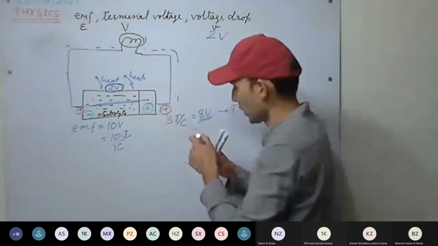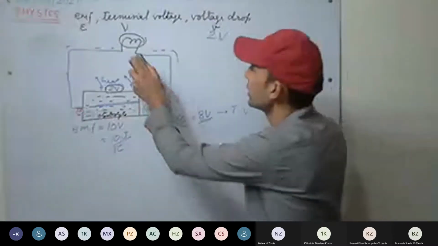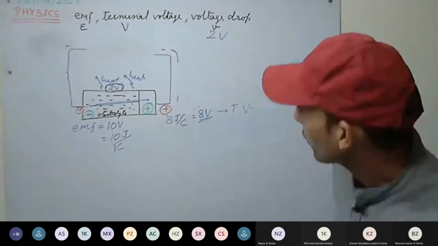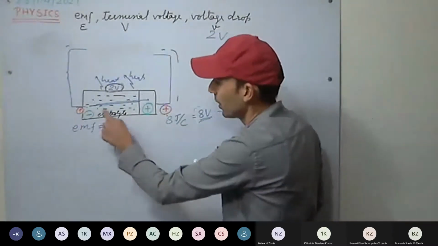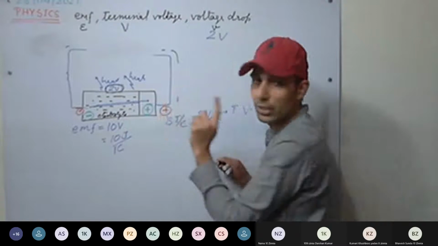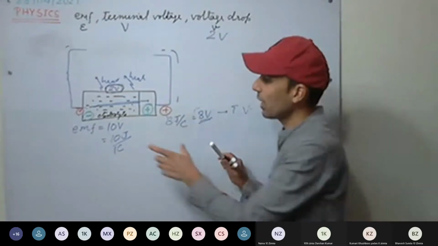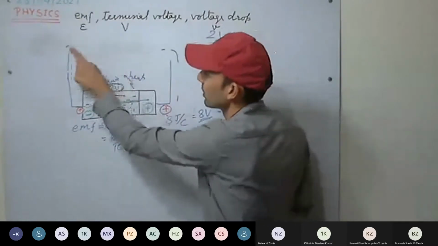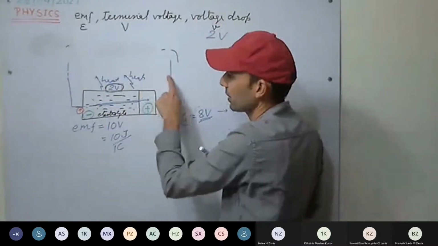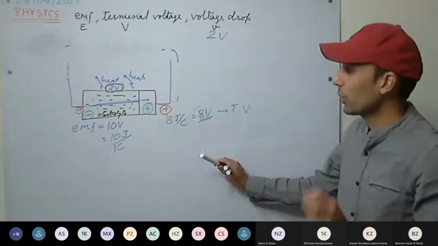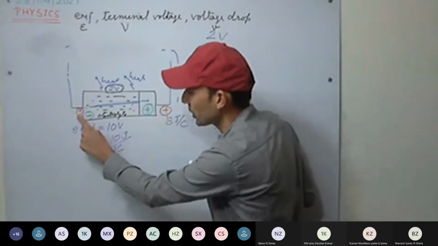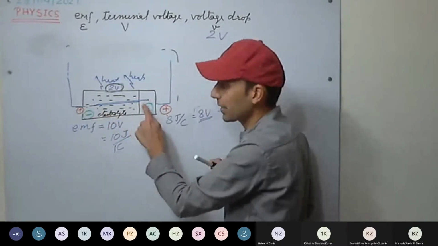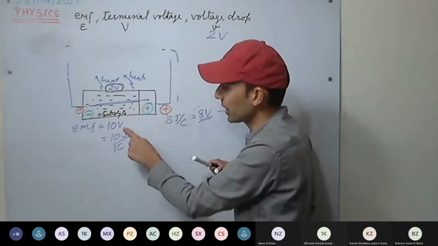So if there is no current flowing, no current flowing means no flow of charge. Charge is not flowing. That means how much EMF will be across the terminals? What will be the voltage across the terminal? See it like this. We have the positive charge here. It has to flow inside the cell. If it is not flowing inside the cell, EMF is 10 volt.